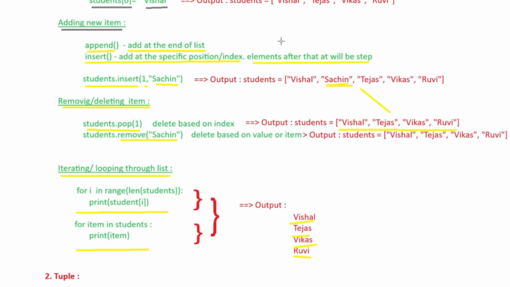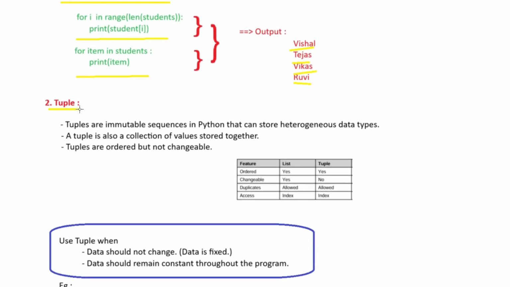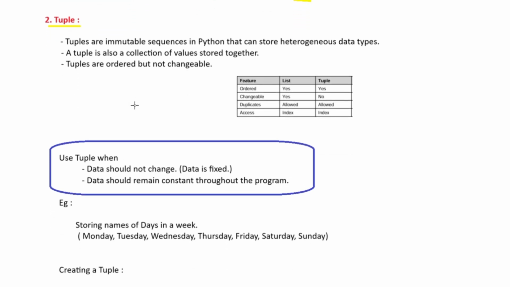Now, let us move to the next data structure, which is tuples. So now the question is, what exactly is a tuple? To explain this simply, we can say a tuple is also a collection of values stored together, just like a list. At first look, a tuple and a list may look the same. Both can store multiple values. Both can store numbers. Both can store text. Both can store mixed data. But there is one very important difference. A tuple is not changeable.